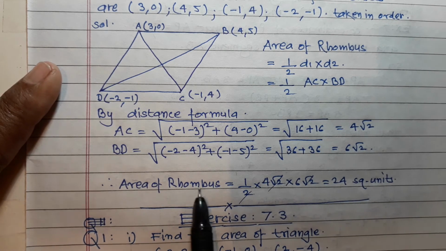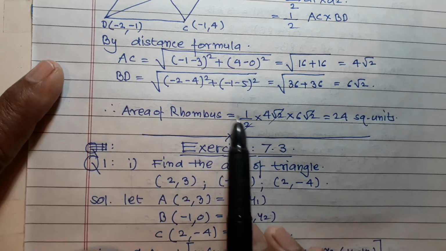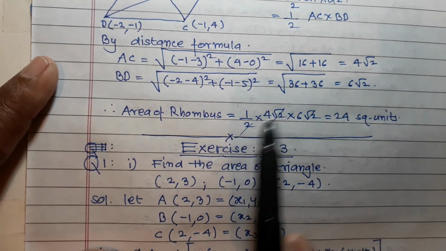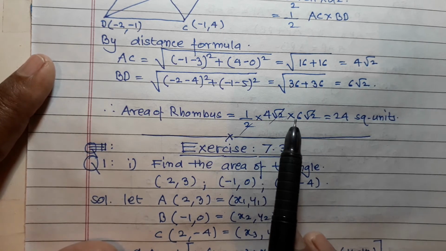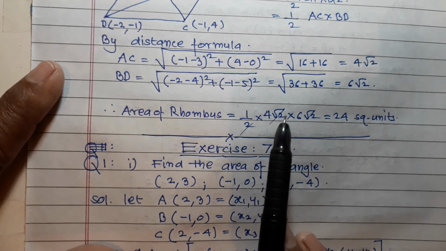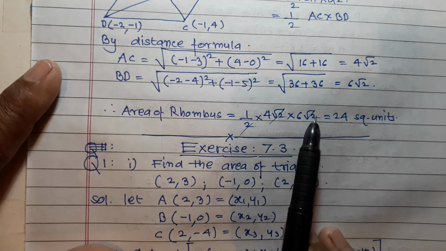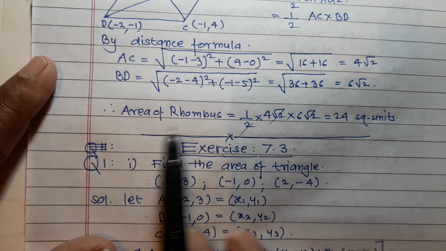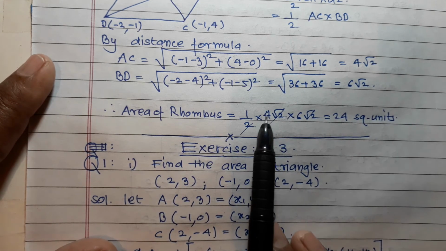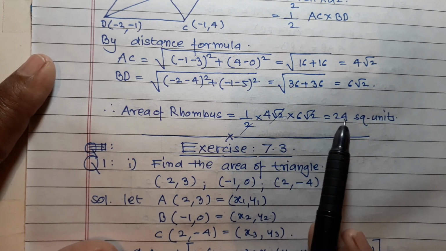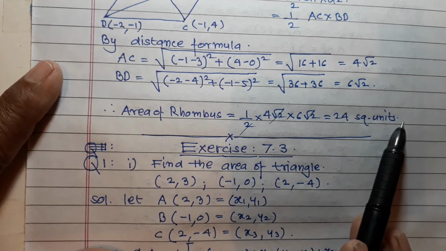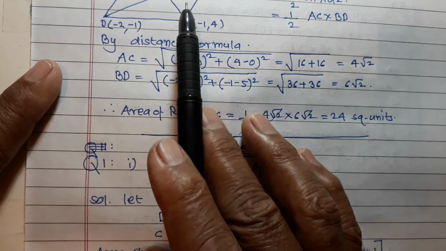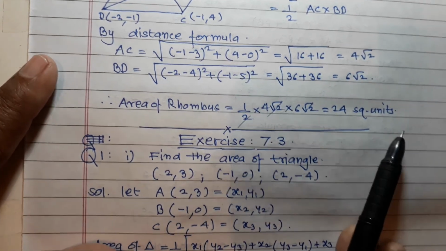Now area of rhombus is equal to 1/2 into diagonal d1 into diagonal d2. So 1/2 into 4 root 2 into 6 root 2. Simplify this: root 2 into root 2 is equal to 2, and this 2 cancels with this 2, and therefore area of rhombus is equal to 4 into 6, that is 24 square units. Now you can use the other method, that is, area by area of triangle.